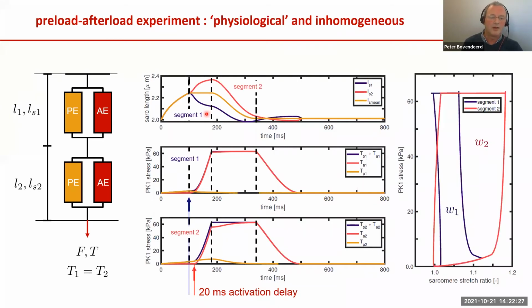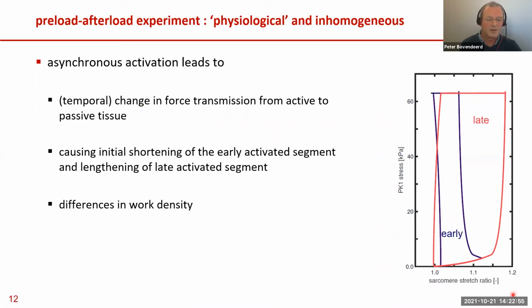If we now again look at the stress strain loops, you can see that in this first segment, the blue one, we get an early shortening of this segment already during the isometric phase, whereas in the second segment, we get a lengthening during this phase. And as a result, the loop of the first segment is much more narrow than the loop of the second segment. So here you see this once again. Early segments have a low work density, and late activated segments have a much higher work density.